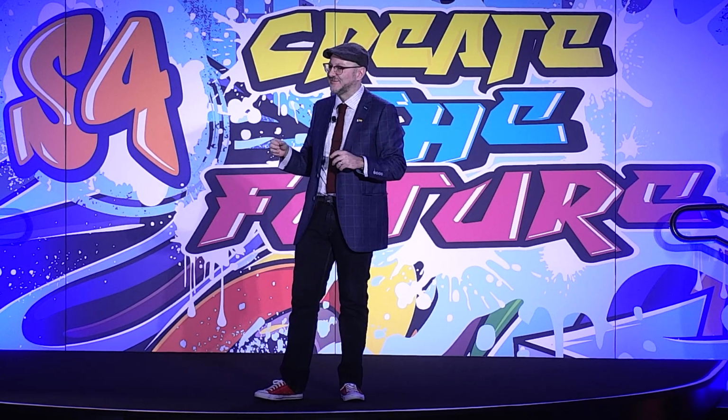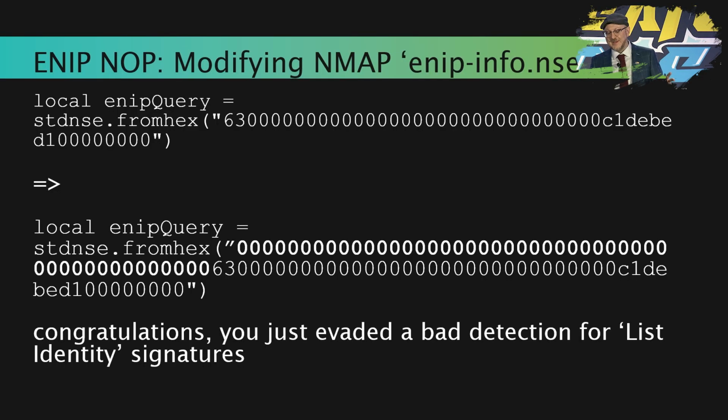That's not the way IDS signatures work. So you need a better way to deal with this. And by the way, if you want to play with this at home, there's this enip-info script that you can run. Probably a lot of people are familiar with it, where you can scan a PLC and it will give you the vendor name and all that stuff.